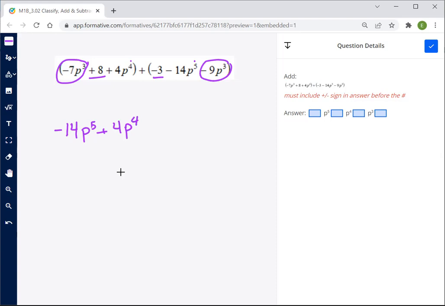Then I have to combine my p cubes. So -7 plus -9 is -16p to the third. And last but not least, 8 minus 3 is 5. So if we go ahead and put that in there, we get -14p to the 5th, +4p to the 4th, -16p cubed, and +5.